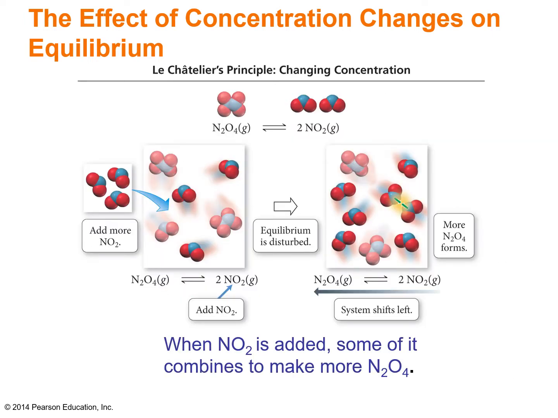So this is an example, right? We have our reaction, N2O4 yields 2NO2. When NO2 is added, some of it combines to make N2O4, right? So we're adding more what? We're adding more product, right? So when we're adding more product, some of it combines to make the reactant. So it gets pushed in what direction? It's going to get pushed in this direction, right? Because we want to get rid of that excess.